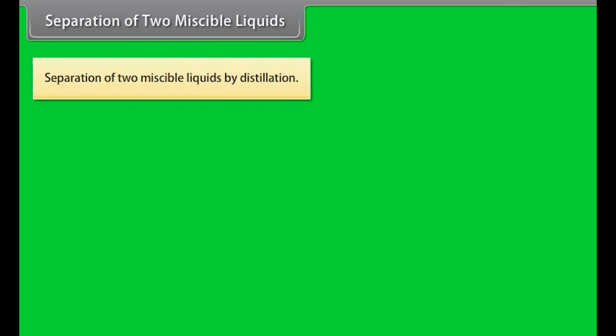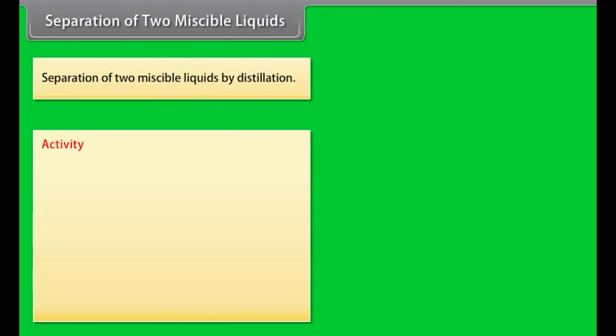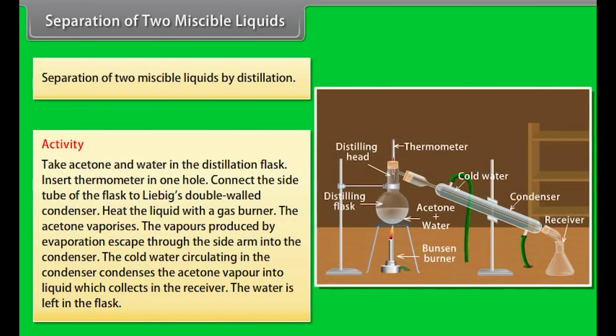Separation of two miscible liquids. Separation of two miscible liquids by distillation. Activity. Take acetone and water in the distillation flask. Insert a thermometer in one hole. Connect the side tube of the flask to Liebig's double-walled condenser.